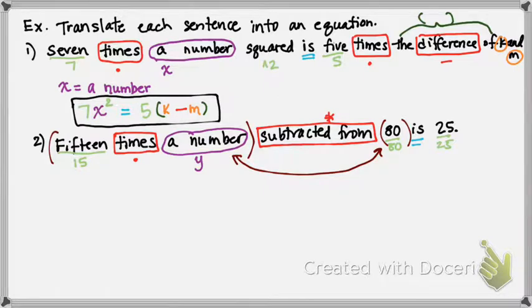All right, so then I'm going to go ahead and translate it. 15 times a number, which is y. Okay, but it says subtracted from 80. So we have to put the minus in front of it and the 80 in the very beginning. How weird is that, right? And then is 25. Now, we could solve this one because there's only one variable, but it didn't ask us to solve it. It asked us just to translate.